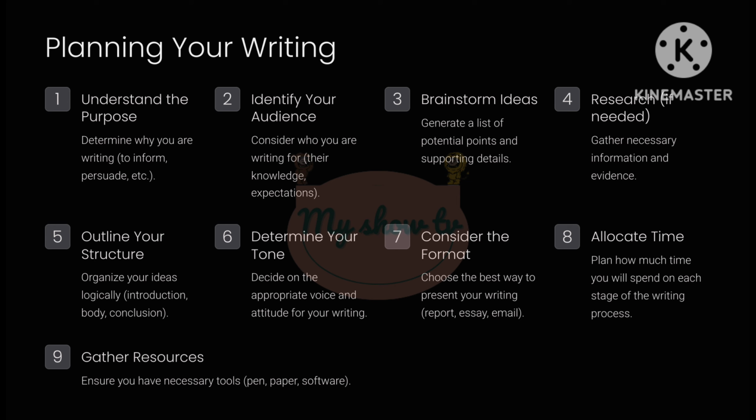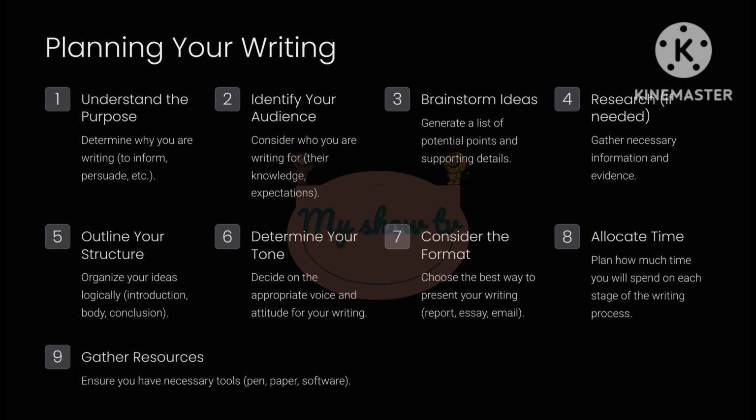2. Identify your audience. Consider who you are writing for. What is their level of knowledge about your topic? What are their expectations? What kind of language and tone will resonate with them? Tailoring your writing to your audience is essential for effective communication. 3. Brainstorm ideas. Once you know your purpose and audience, start generating a list of potential points, arguments, examples, and supporting details related to your topic. Don't censor yourself at this stage, just get your ideas flowing.